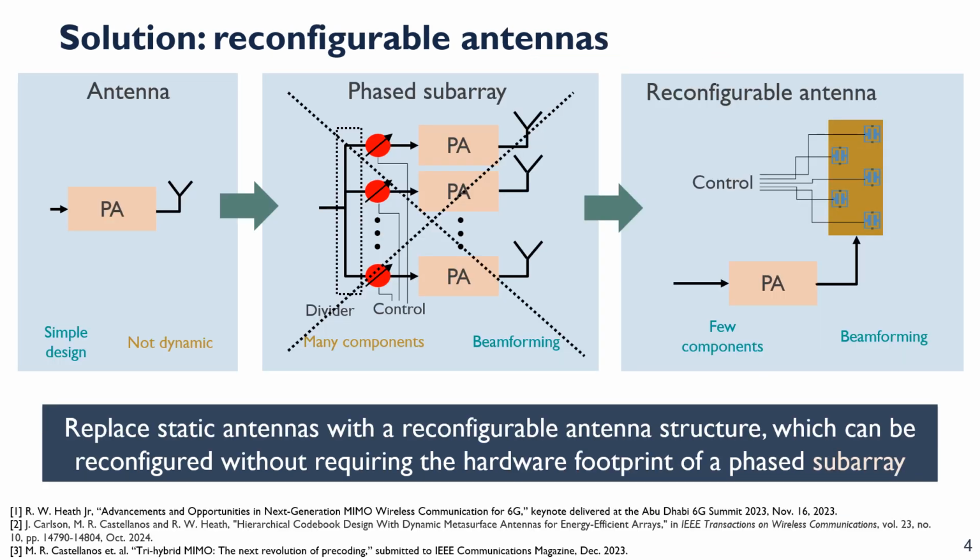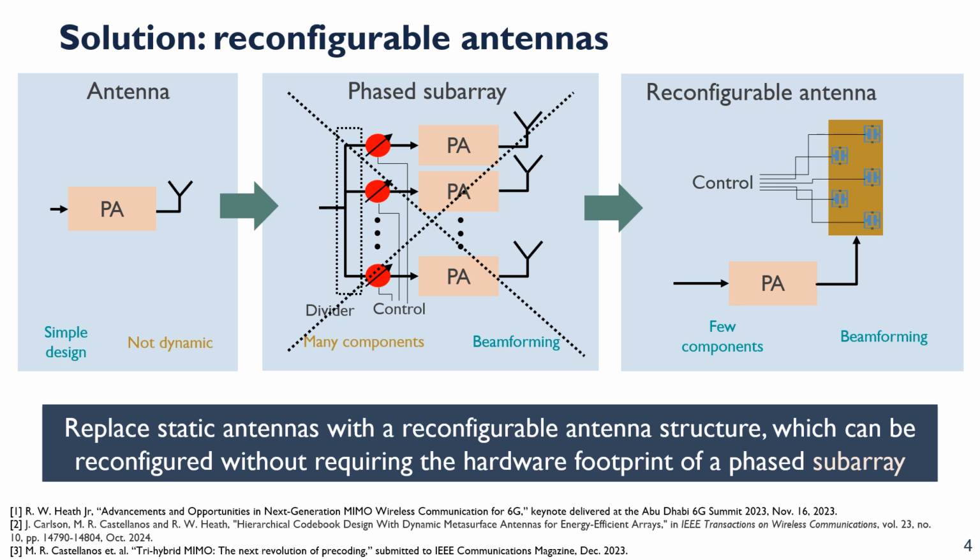The solution that we're proposing is the use of reconfigurable antennas within these large antenna arrays. So we can think about three different types of apertures that we could use for our antenna array. We could think of just having a static antenna, no phase shifters, which is a very simple design, but it's not dynamic. We cannot do beamforming with this if we had hundreds and thousands of these static antennas.